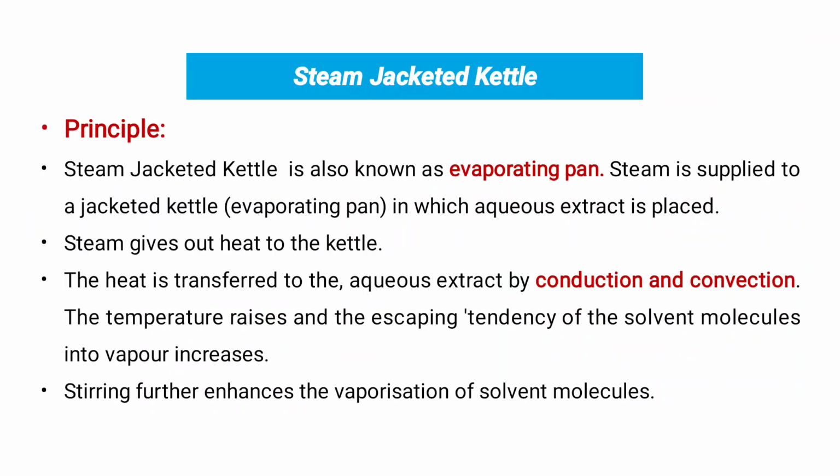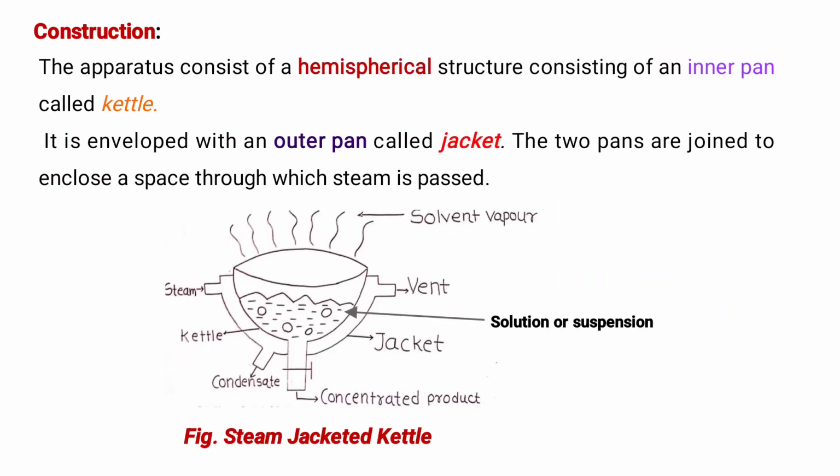Next we learn about the steam jacketed kettle. Steam jacketed kettle is also known as evaporating pan. Steam is supplied to a jacketed kettle in which the aqueous extract is placed. Steam means heat. Steam gives out heat to the kettle. The heat is transferred to the aqueous extract by conduction and convection. As the temperature increases, more molecules get vaporized, and stirring further enhances the vaporization of solvent molecules. This is the principle. Next, construction.